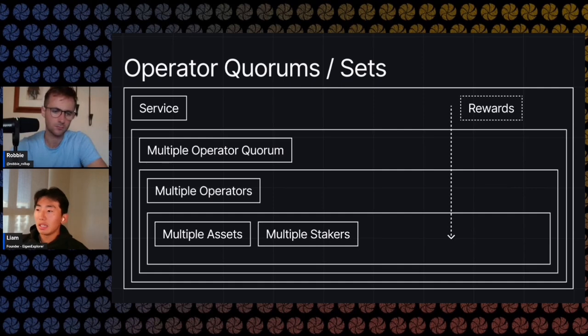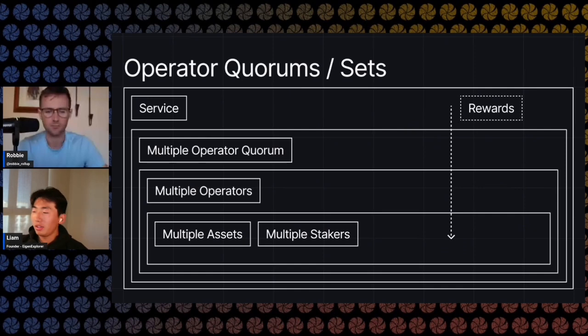These stakers' decision-making process is no longer as simple as choosing an operator based on reputation or promised returns. Stakers now need to consider the specific quorums an operator participates in, the unique risks and reward profiles of each quorum, and operators' potential involvement in multiple AVSs, right? Spreading the risks across different services and quorums.